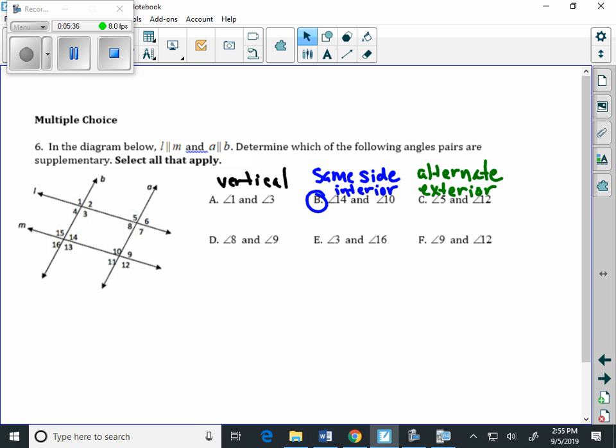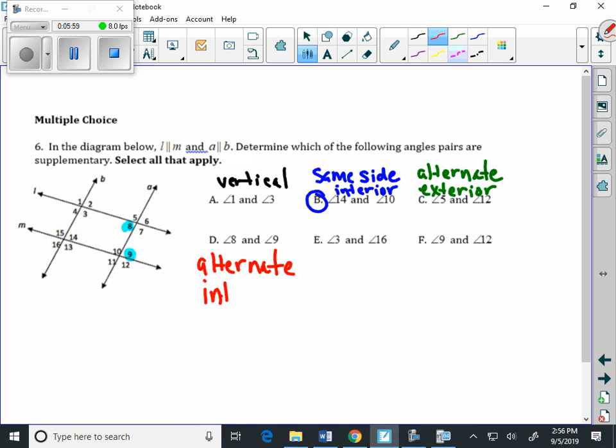Angle 8 and angle 9. Two parallel lines cut by a transversal. These particular angles are alternate interior. I think I spelled that alternate interior. And again, alternate interior angles are congruent. So it's not that one.